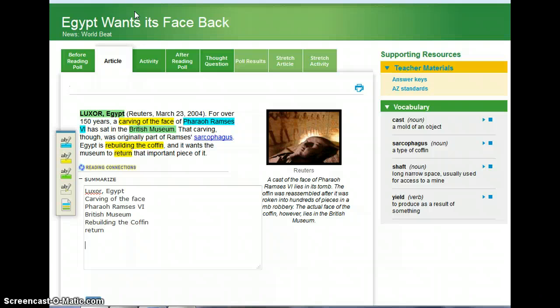So for example, I am going to write a carving of Pharaoh Ramses VI sits in the British Museum. And the Egyptians want it returned so they can rebuild the coffin.